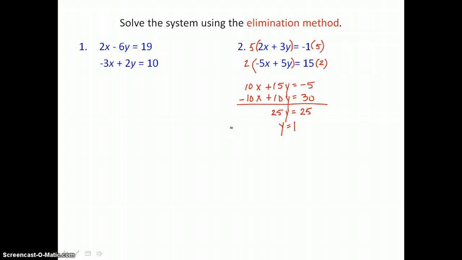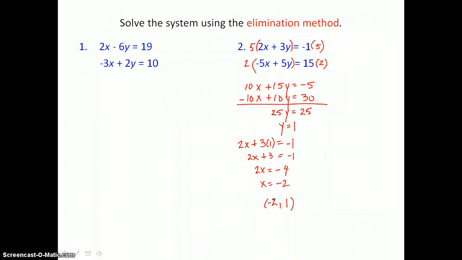Now to find x, I go back to either equation. It doesn't matter which one, so I'm going to take the first one and substitute that value of 1 in for y. Okay, so I get 2x, and 3 times 1 is 3 equals negative 1. I'll subtract that 3 from both sides. 2x is equal to negative 4, and I'll divide both sides by 2 to find out x is equal to negative 2. So when x is negative 2, y is 1. This is the ordered pair that satisfies that system of equations.